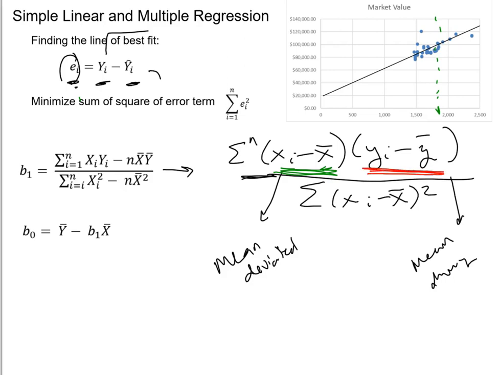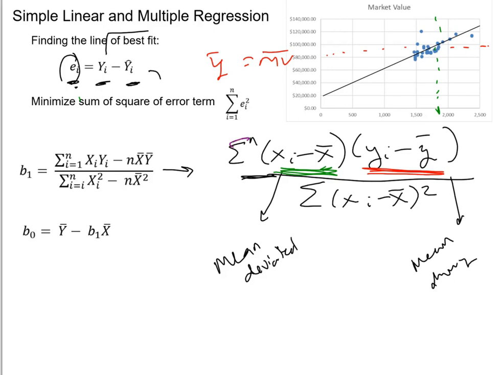For the y's, the market value, let's do those in red. Again, the average market value looks like it's somewhere around here or so. If I wanted to label that, this is the average y. Notice that everything that's above is above average, so its mean deviated values are positive. So here we go. What are we doing?